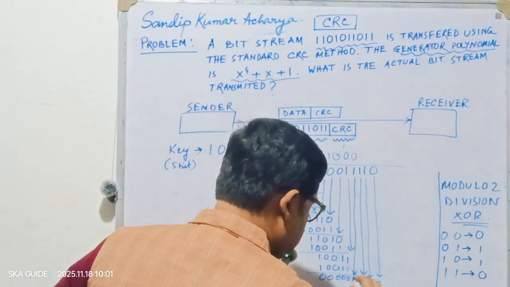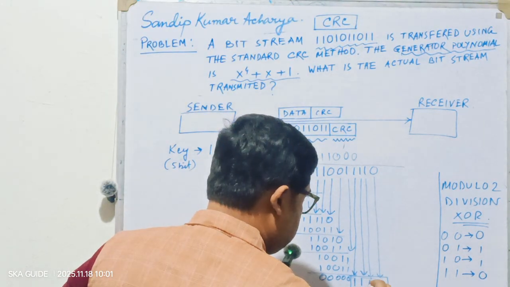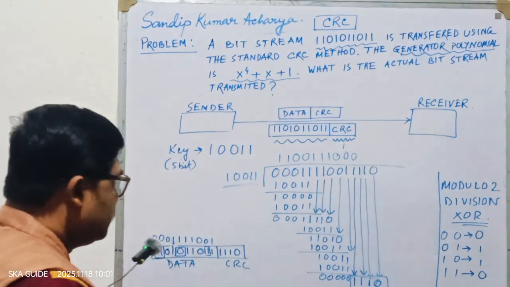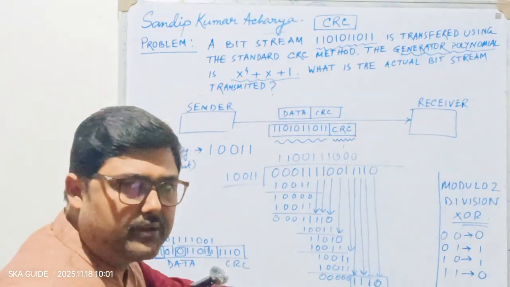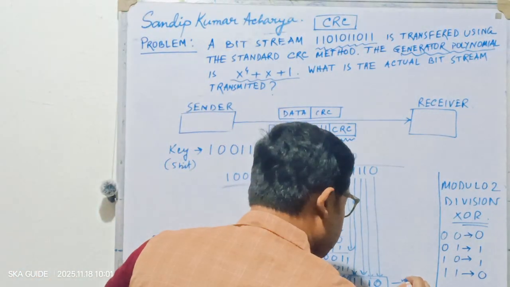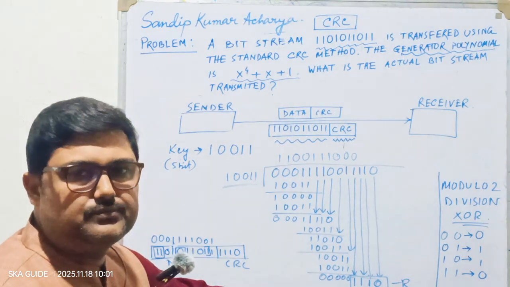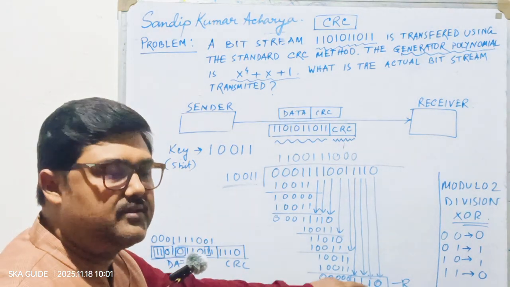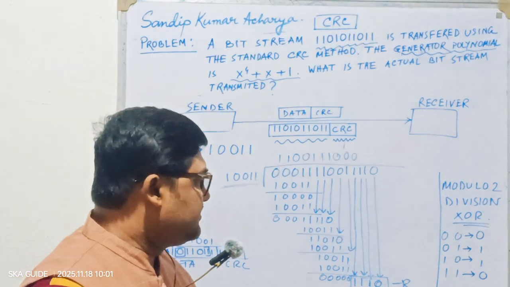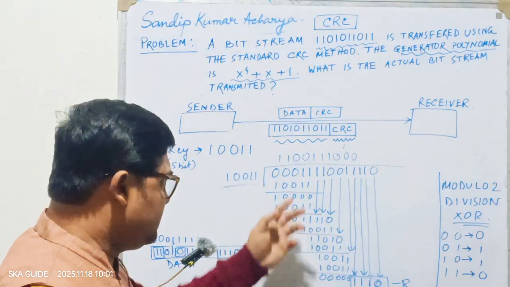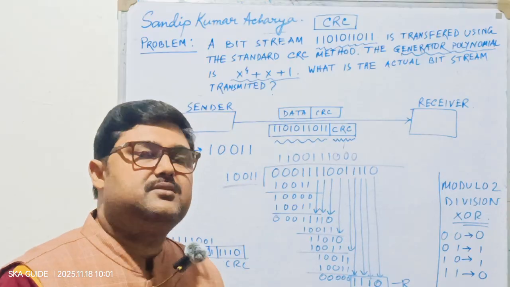So this stream is now the remainder. This is not divisible by this key anymore, because it is 5 bits and it is 4 bits. So this is our remainder. Okay, the remainder is non-zero. This is telling us, the checker methodology is telling us, that there are some errors in this bit stream received.